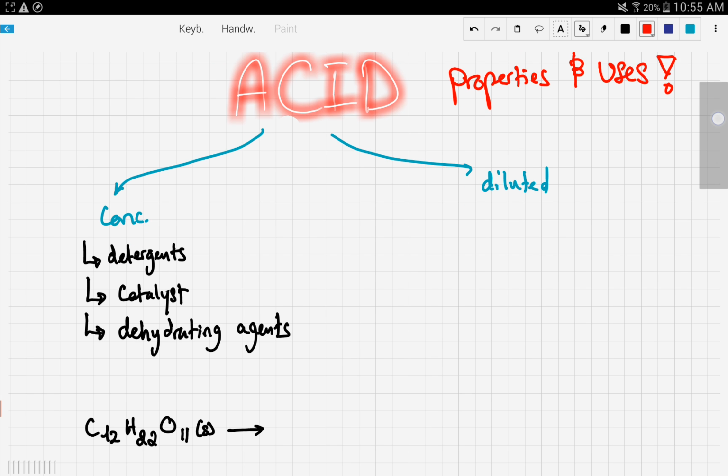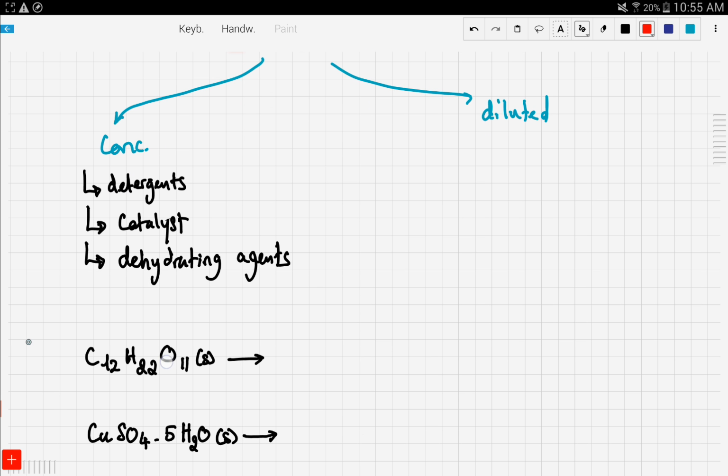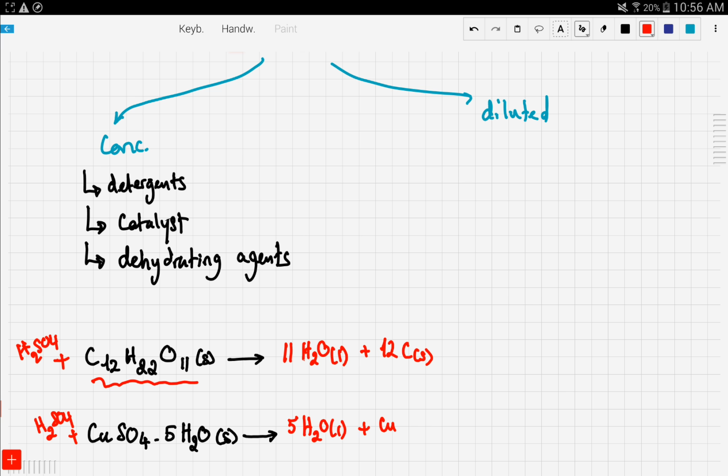For example, right here, the reaction of sulfuric acid plus sugarcane, which is C12H22O11. When sulfuric acid reacts with sugarcane, it gives water plus carbon. Also, let's look at the reaction of sulfuric acid with hydrated copper sulfate. Well, it's going to give also water plus copper sulfate. Okay, so we see in both reactions right here, the water has been sucked out from the compound.